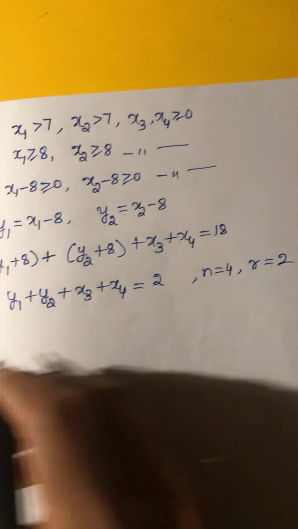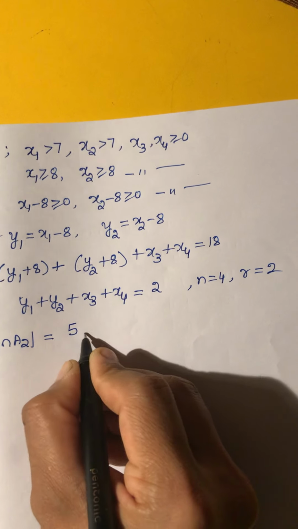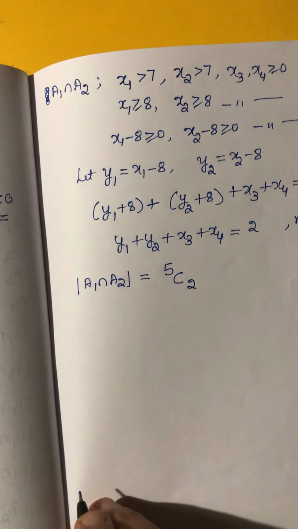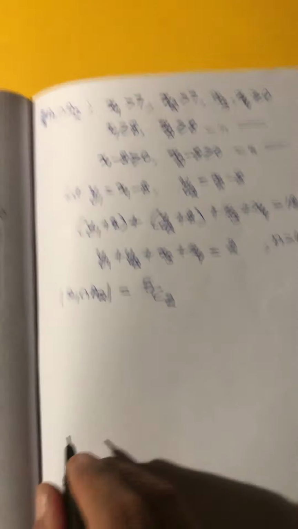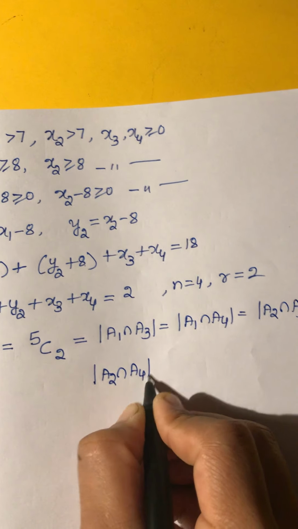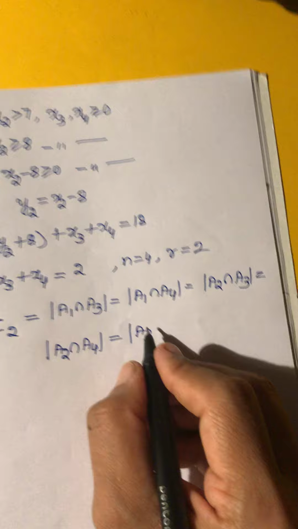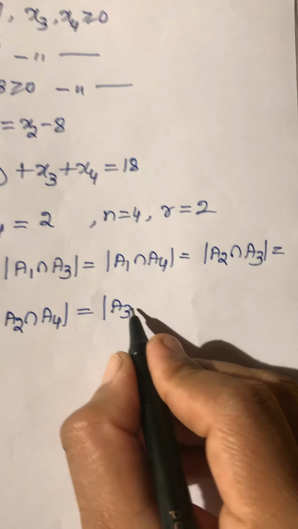So the number of non-negative solutions of this equation is n plus r minus 1, that means 6 minus 1, 5, C r, 5C2. Okay, same thing happens even if you take the other combinations, A1 intersection A3, A1 intersection A4, A2 intersection A3, A2 intersection A4, and it is same for even A3 intersection A4.